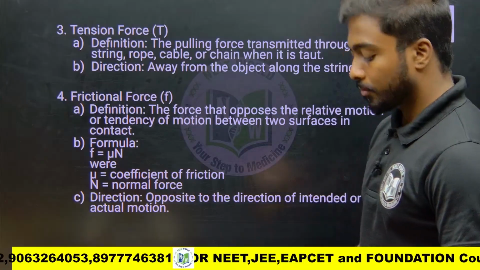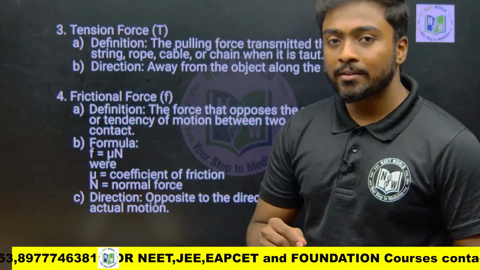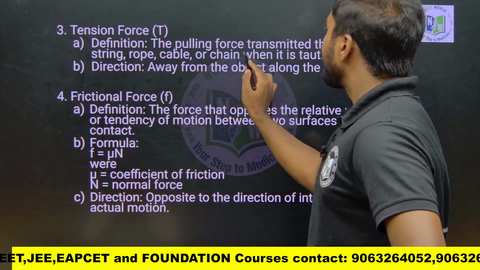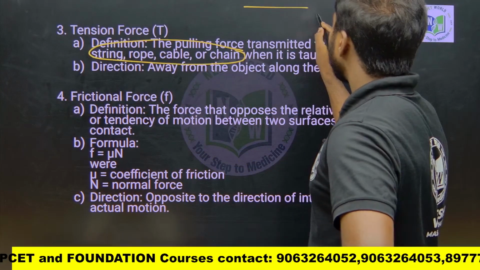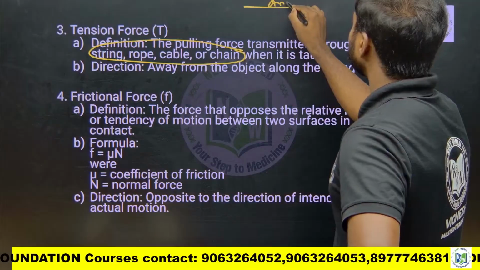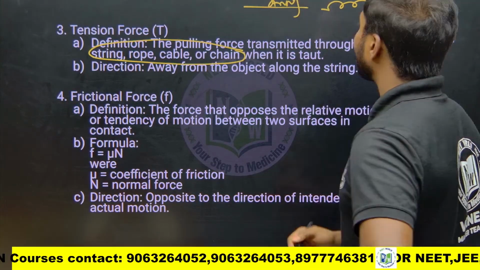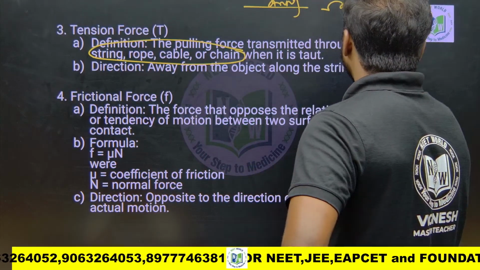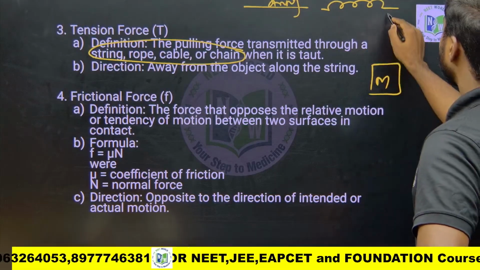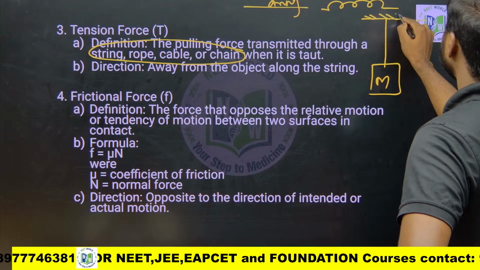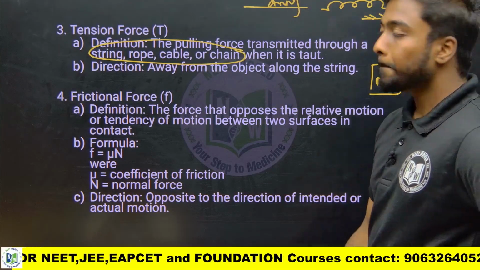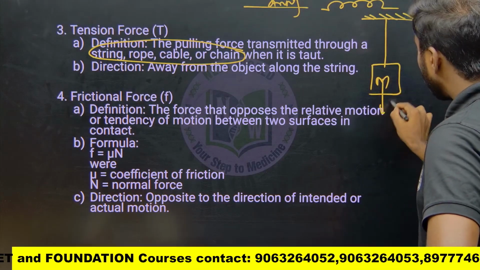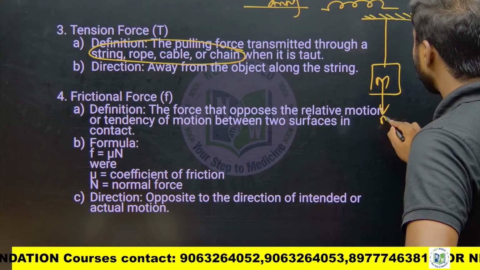Next one is the tension force. When I talk about tension, it is always away from the body, like a pulling force transmitted through a string, a rope or a cable. If a string or a rope is there, in this kind of situation a tension will act. For example, if I take a body of mass m which is tied with a rope, a string or a chain, hanging from a surface, we know that weight is acting, that is mg.